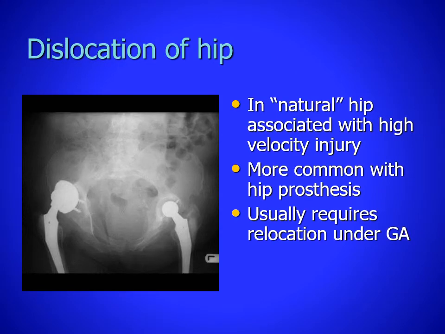Dislocation in a normal, not operated hip is very uncommon. It is usually associated with high-velocity trauma. It is far more common post-operatively following total hip replacement. Relocation can be attempted in ED under certain circumstances, but should usually be referred to orthopedics.